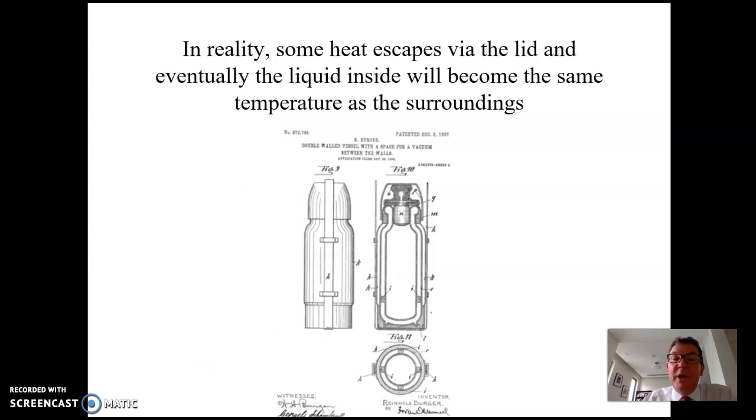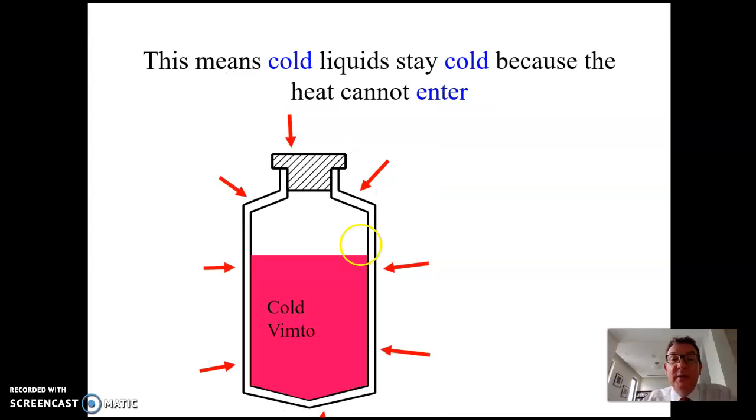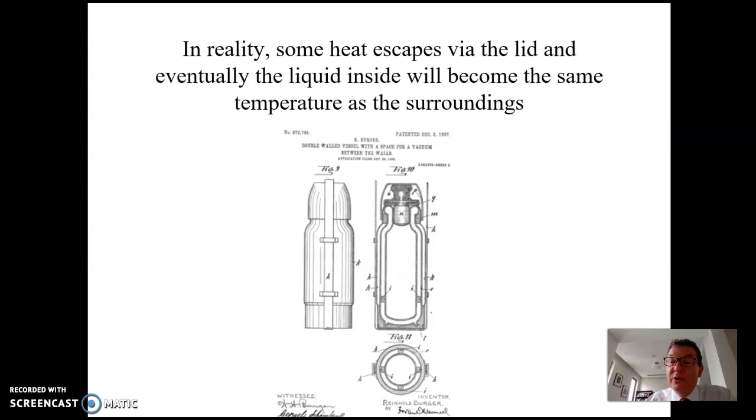Now, in reality, of course, it's not perfect, particularly the lid at the top. There's no material that is a perfect insulator, so some heat will eventually escape through the lid, normally by conduction, but very slowly. If it's a cheap vacuum flask, the vacuum won't be absolutely perfect, so some tiny amount might escape by convection. So over the period of hours or sometimes days, if it's a good flask, the heat will escape. But it will certainly keep a hot drink hot for most of the day, and if it's a really good one, maybe two days.